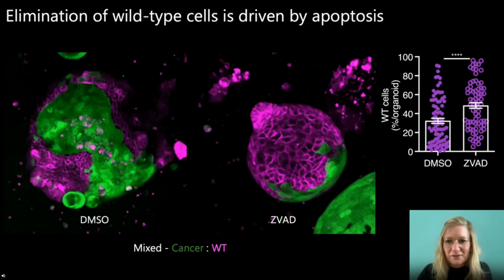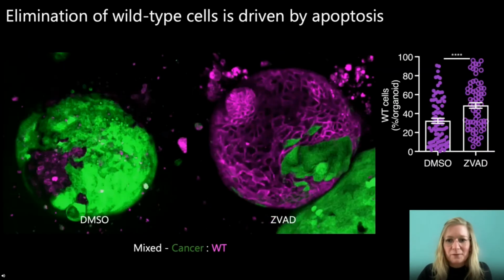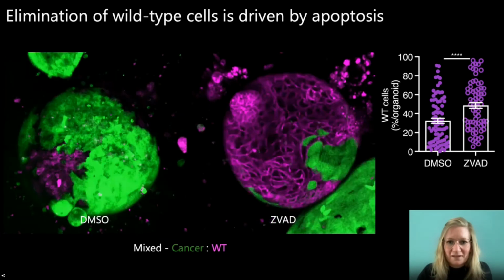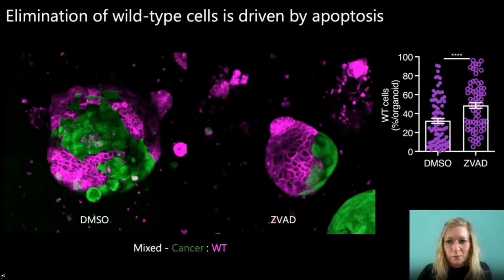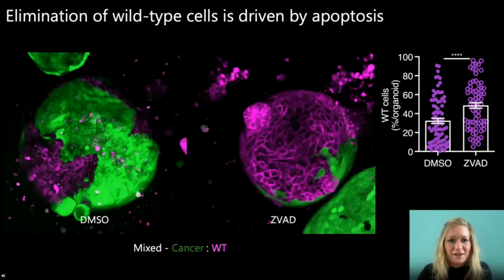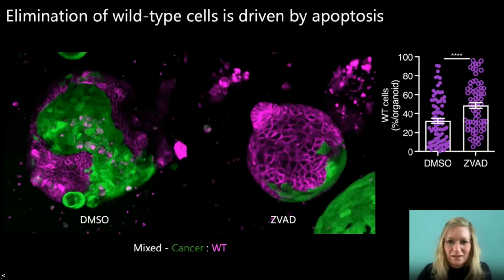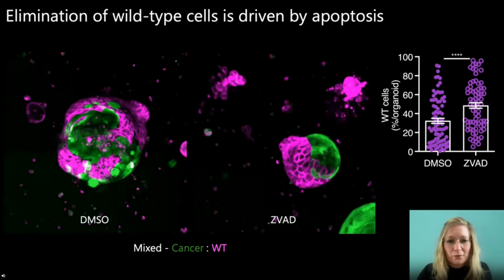Importantly, when we next treated these mixed cultures with a pan-caspase inhibitor, this could protect the wild-type population, and it increases the contribution of the wild-type population to mixed organoids. And therefore, this altogether told us that intestinal cells are actively eliminated by cancer cells through apoptosis.